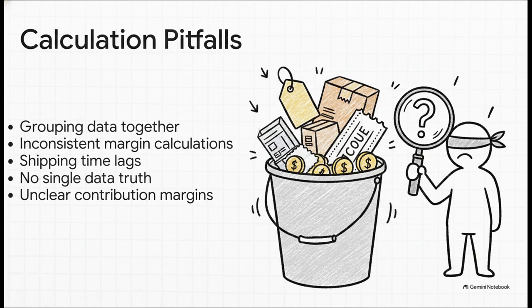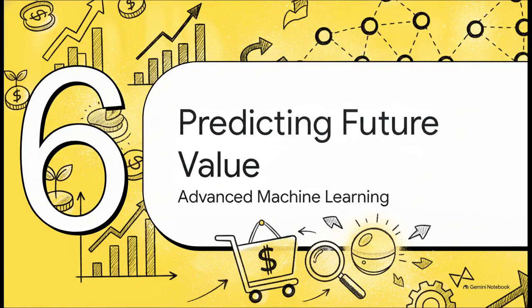You are flying blind. You've also got to watch out for inconsistent calculations of product margins, ignoring the time lags in shipping, not having one single source of truth across your sales channels, and tracking your margins in the wrong financial periods. Finally, Section 6, Predicting Future Customer Value, the Advanced Frontier.